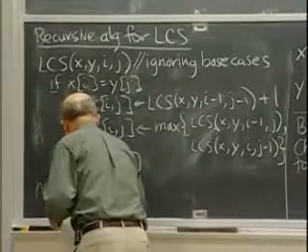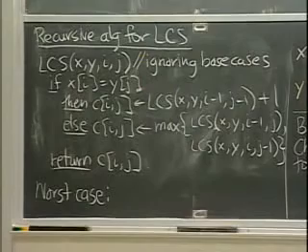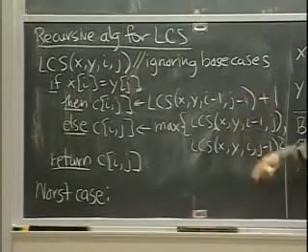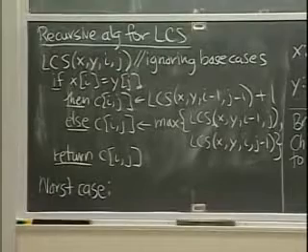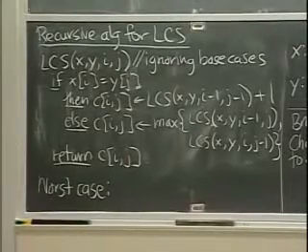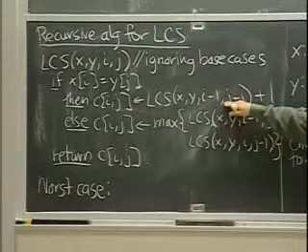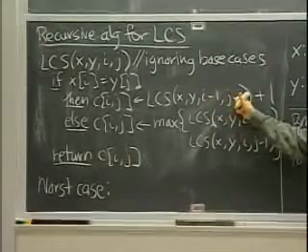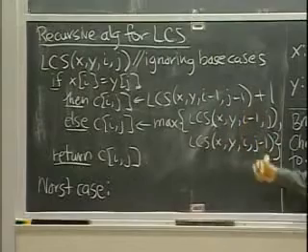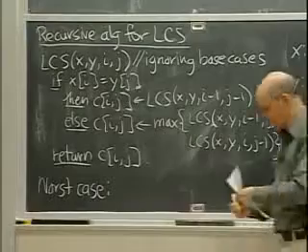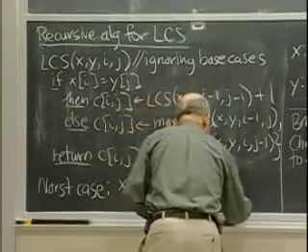What's the worst case for this program? Which of these two clauses is going to cause us more headache? The second clause. Why the second clause? You're doing two LCS subcalculations here, whereas in the first you're only doing one. Not only that, but in the first you get to decrement both indices, whereas here you only get to decrement one index and you have to calculate two of them. So that's going to generate the tree. In the worst case, x of i is not equal to y of j for all i and j.